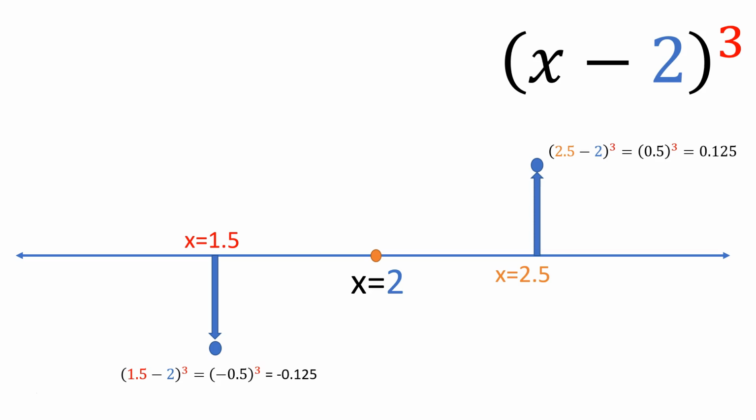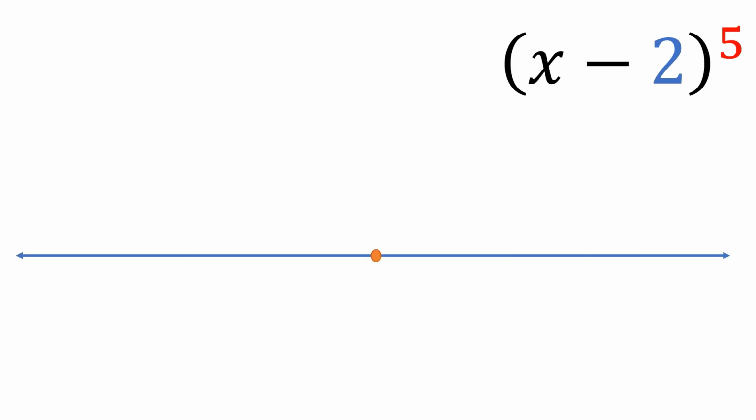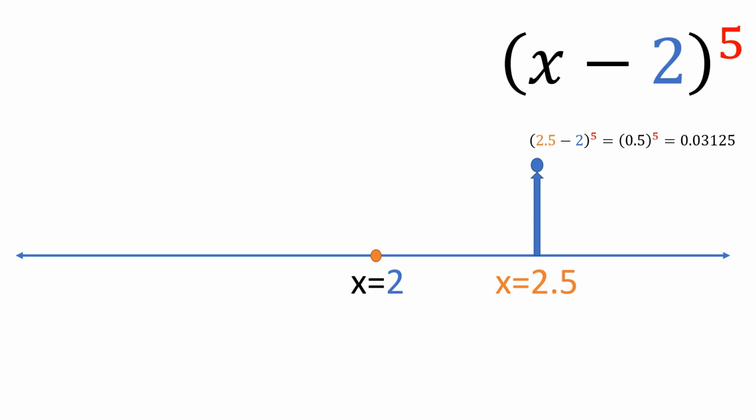That's an odd number. Let's exaggerate. Take a look. x minus 2 to the fifth. Same logic applies. You mark your root. You can perhaps make predictions about what I'm going to explain. When 2.5 goes in, what comes out is the following. 2.5 minus 2 is 0.5. 0.5 to the fifth is 0.03125. The point is that it's a positive value.